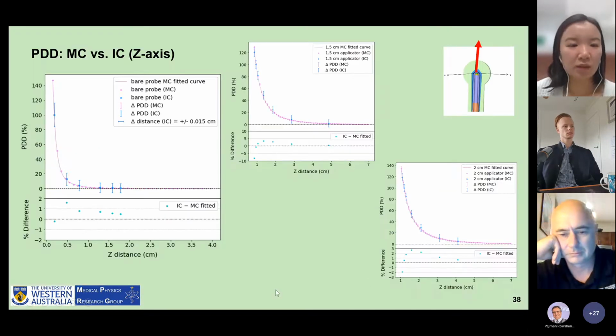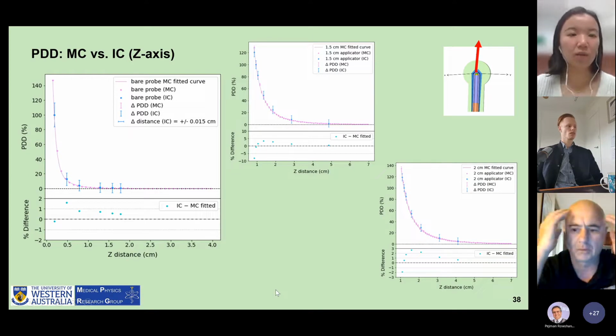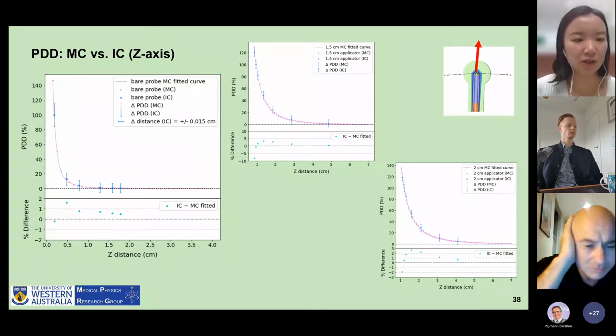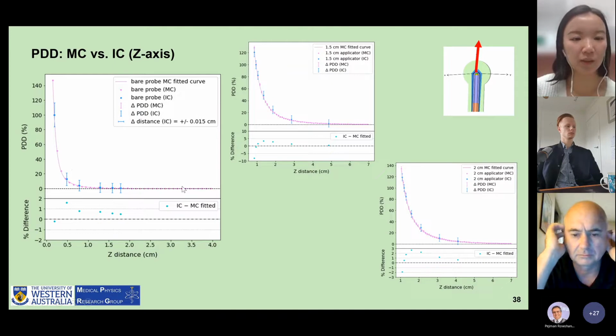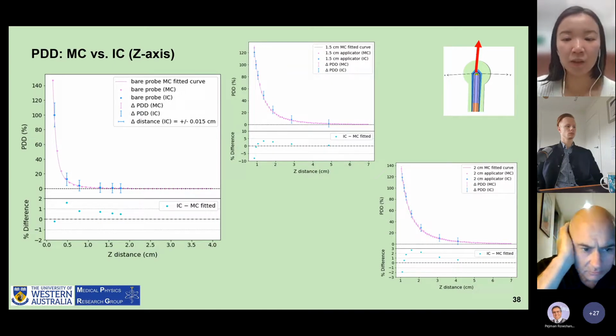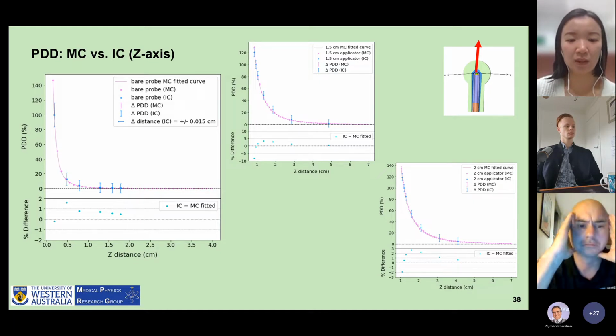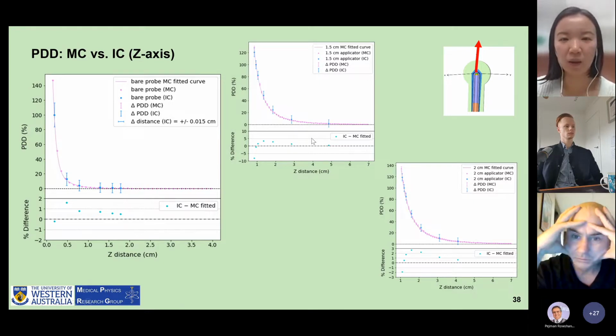These are the PDD measurements using Monte Carlo and ionization chambers. The blue dots are from the chamber readings and the pink curve is from the Monte Carlo. Most of them have fairly good agreement, with differences generally between -3 and 3%. The 1.5 centimeter applicator was the worst one, with differences up to -9%.